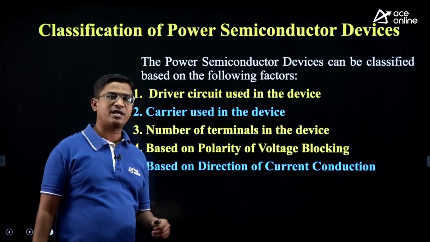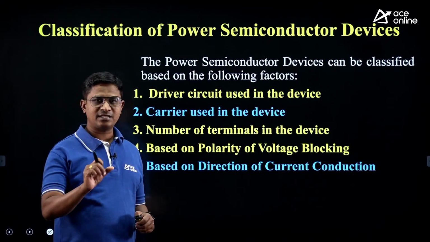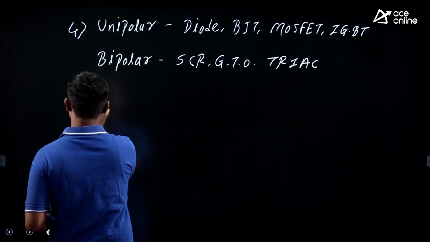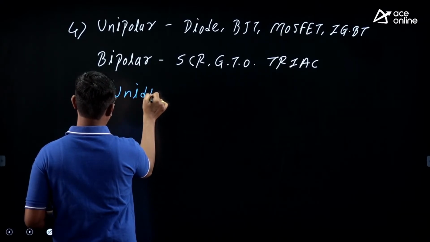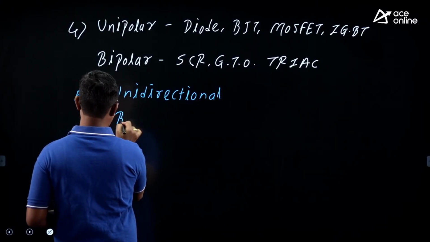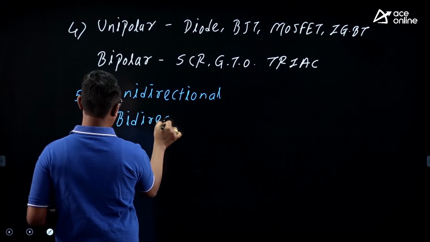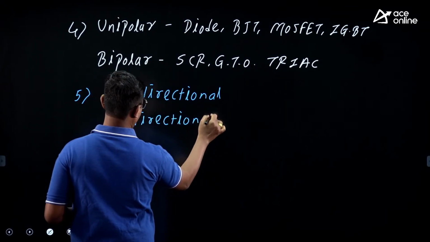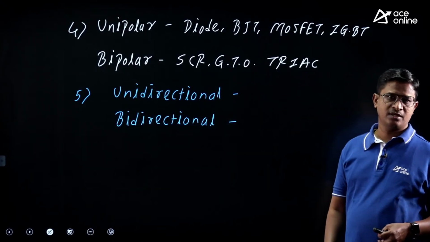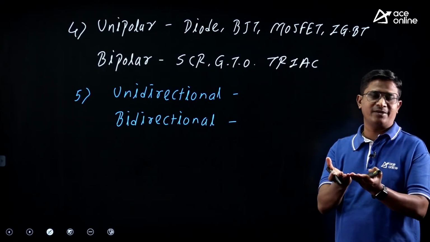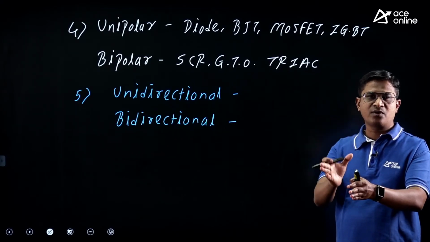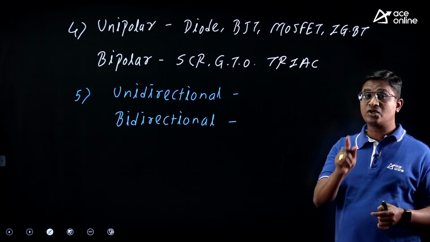Okay. Next classification is based on the direction of current conduction. So based on the direction of current conduction, there are two types, unidirectional and bidirectional devices. So what is a unidirectional device? A device or a switch is said to be unidirectional if it conducts positive current or negative current during its on state.